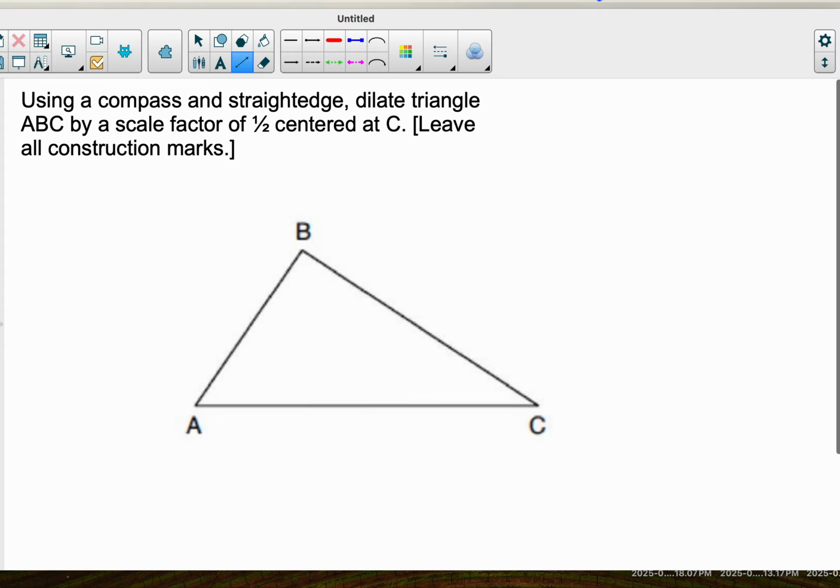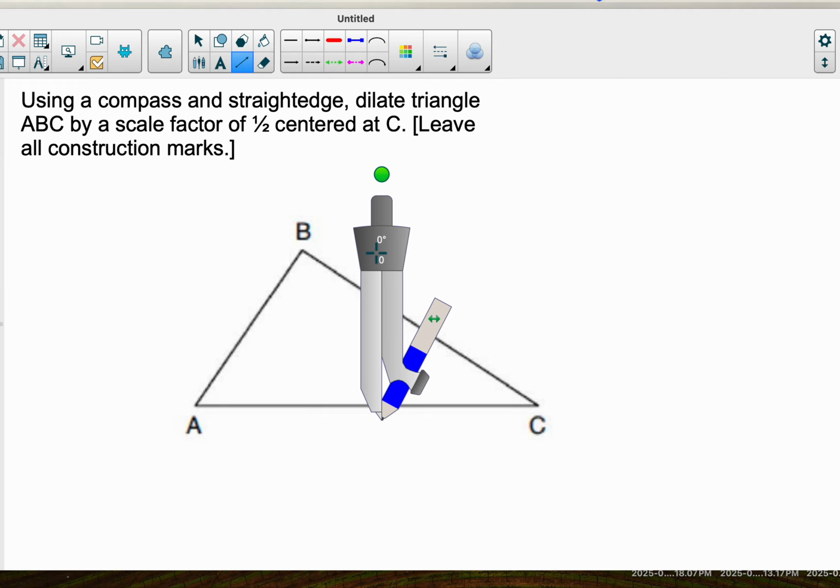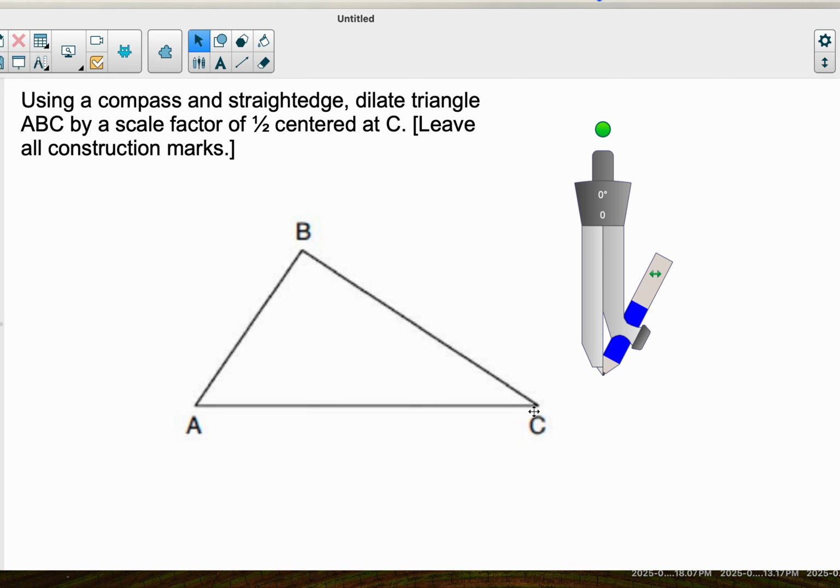We're going to do one more construction in this video. We're going to do another dilation, by a scale factor of 1/2 this time. And this one again is going to be centered at point C. But this time instead of a scale factor of 2, we're going to be doing a scale factor of 1/2. So this triangle is going to get half smaller.